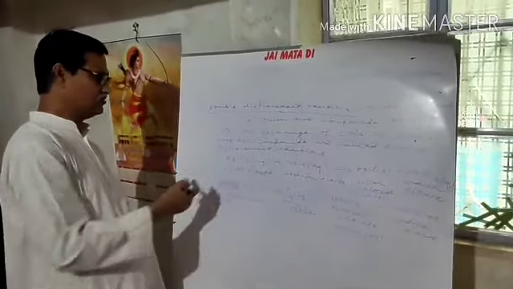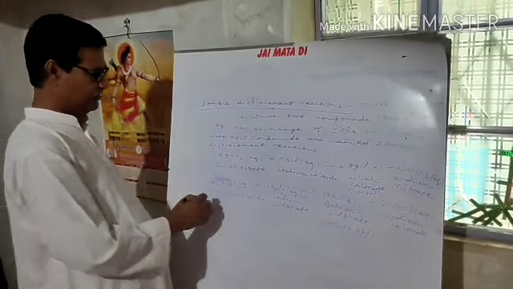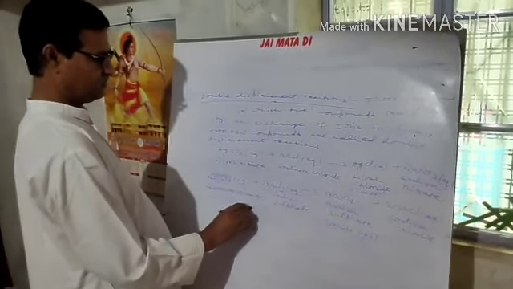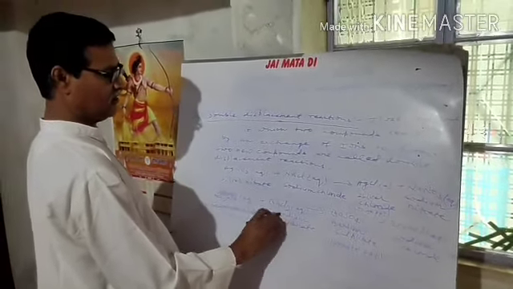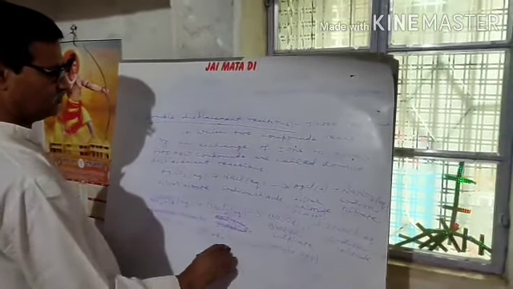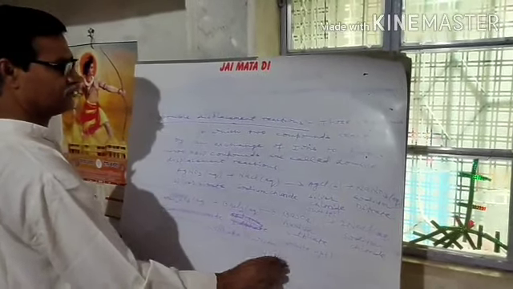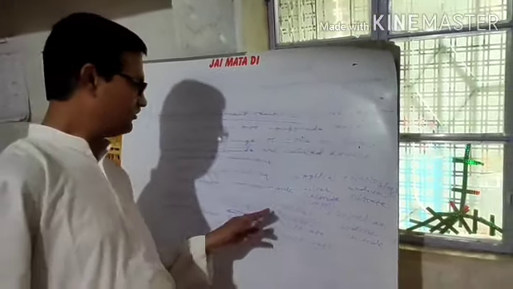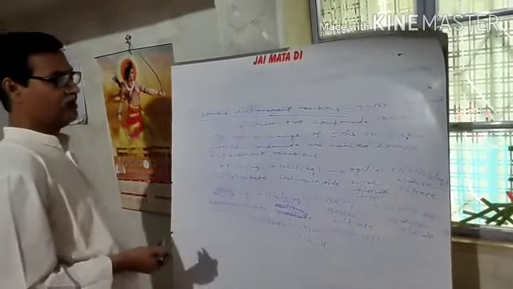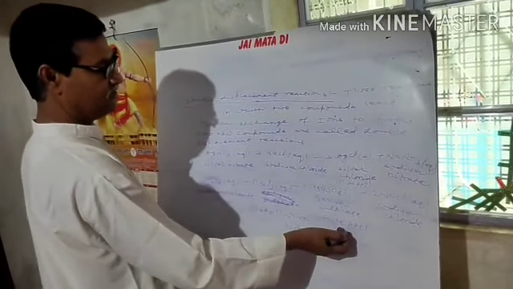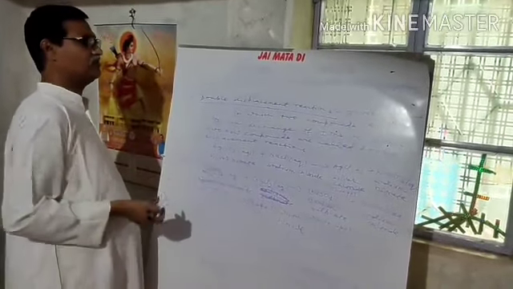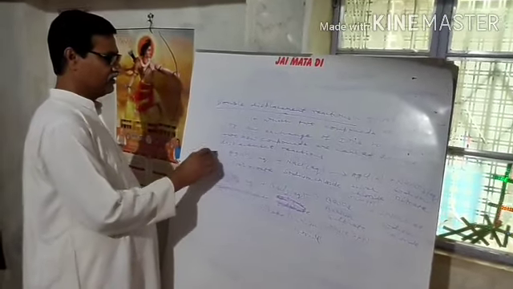The second example is sodium sulfate and barium chloride. Then it forms barium sulfate and sodium chloride. Here barium sulfate is formed as a white precipitate, so it is also an example of a double displacement reaction.